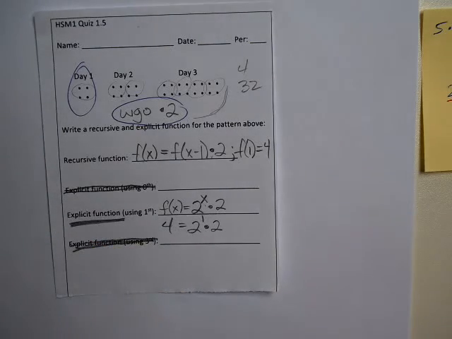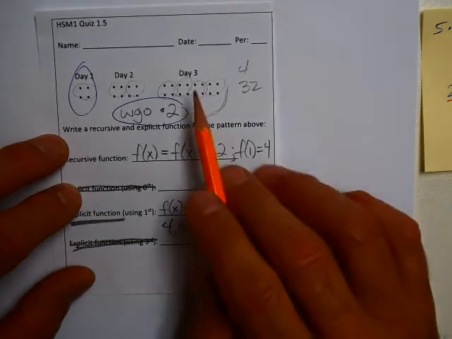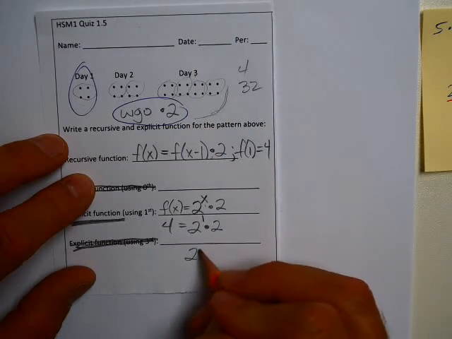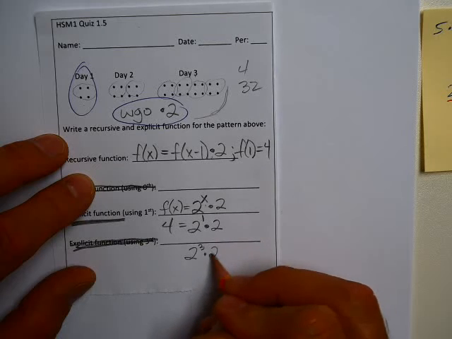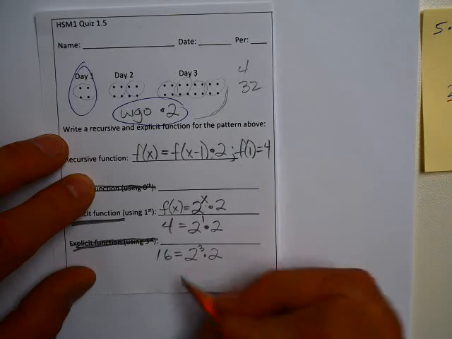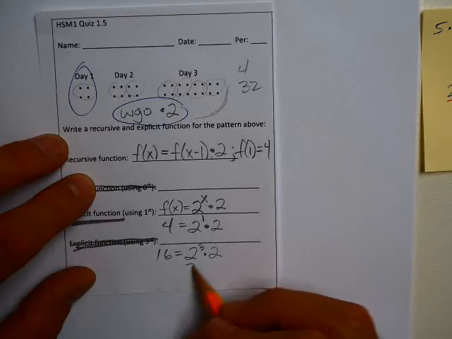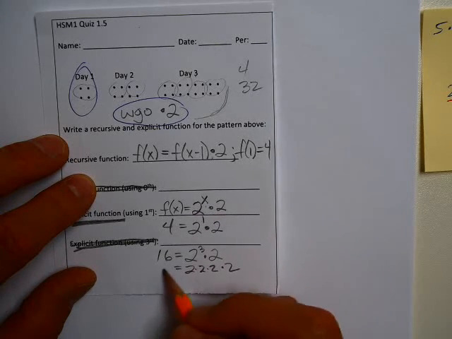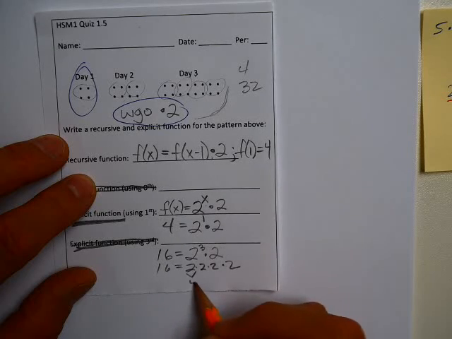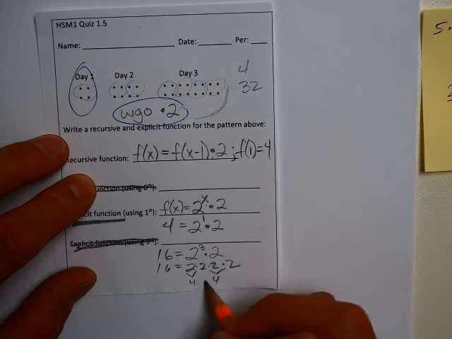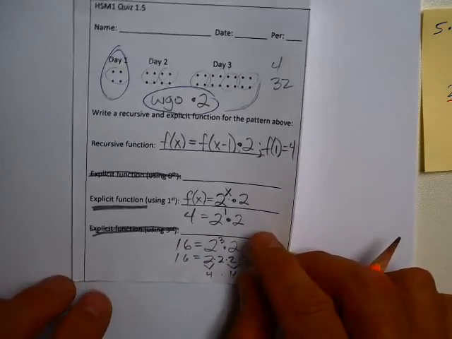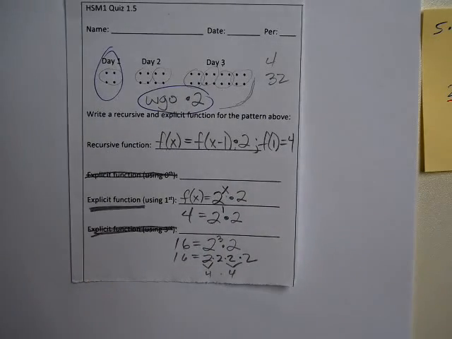Now, a kid that wants to double check their work will do something like plug in 3 and see if they get 16. Is 2 to the third power times 2 equal to 16? Well, yeah. 2 times 2 times 2 times another 2 does equal 16, because you've got 4 here and 4 there, and you're multiplying those. That checks our work. So, anyway, that's 1-5.